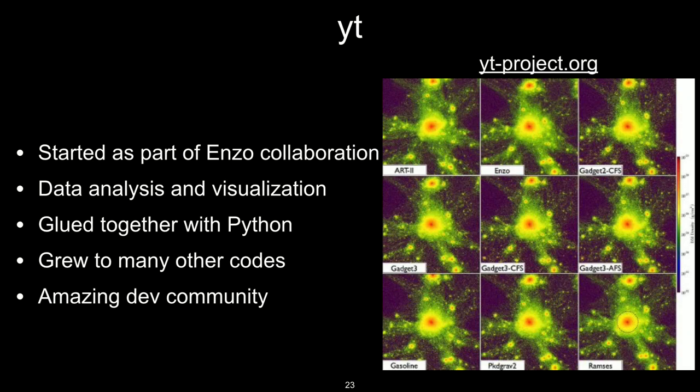yt. I mentioned this before. This is a code that's principally for visualization and analysis. It started as an outgrowth of Enzo, really, of analyzing Enzo data. Right? They wanted a better way to slice and dice the Enzo data. But it's grown to address data sets from many different codes. It's written primarily in Python with some C. But it's become just an amazing tool for a broad range of the astrophysics community, and it's even branching out beyond astrophysics.